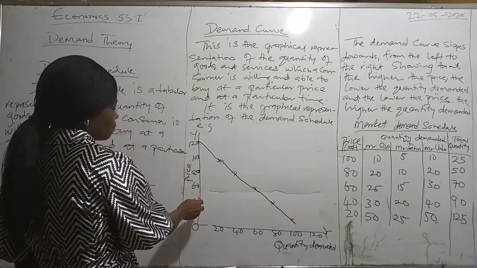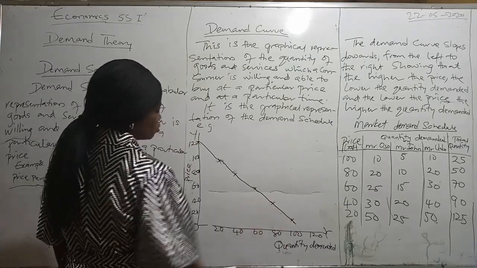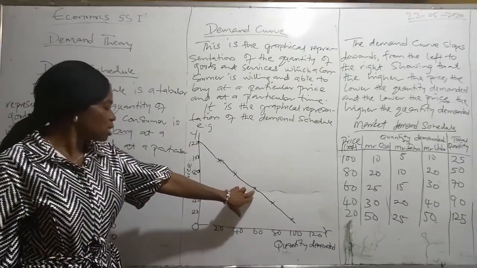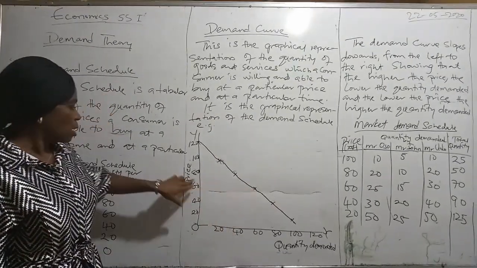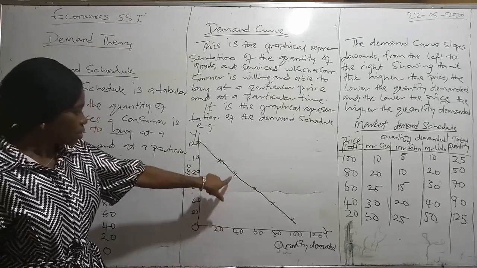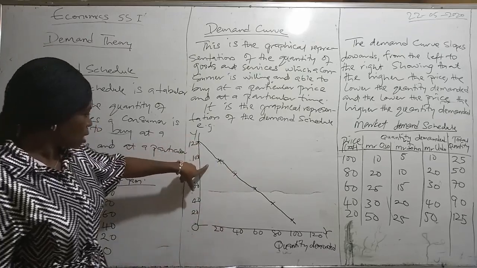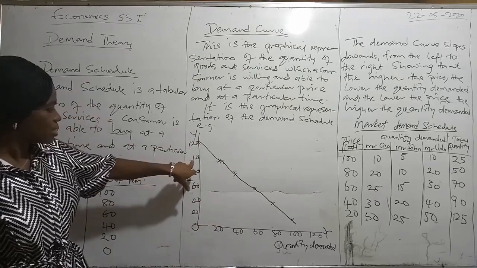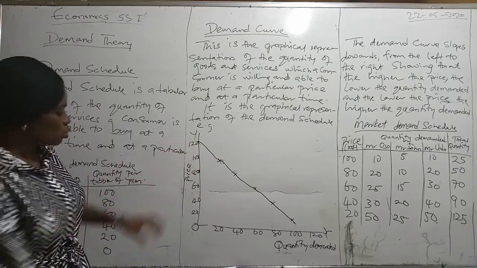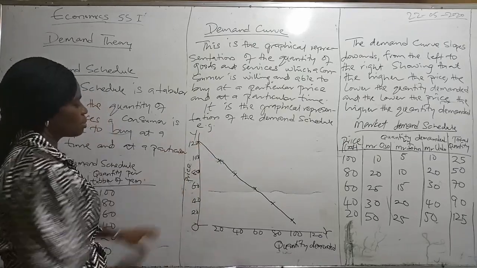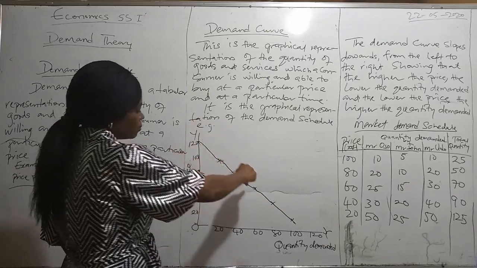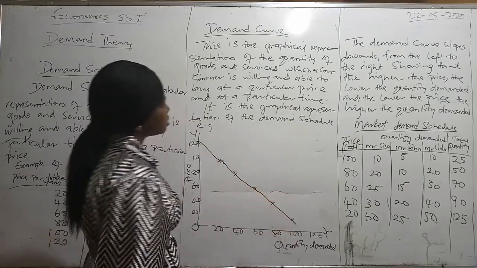And when the price is 40, the consumer will buy 80 tubers. When the price is 60, the consumer will buy only 60 tubers. When the price is 80, the consumer will buy here, 40 tubers. When the price is 100, the consumer will buy 20. And when the price is 120, you see zero, the consumer will buy nothing. So you see the graph sloping down from the left to the right.